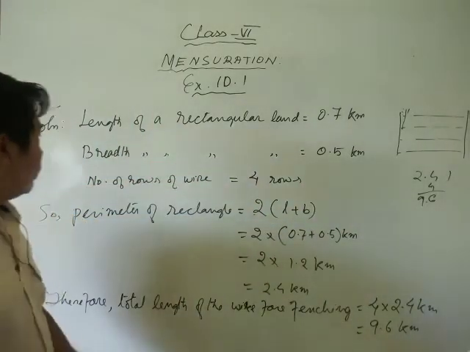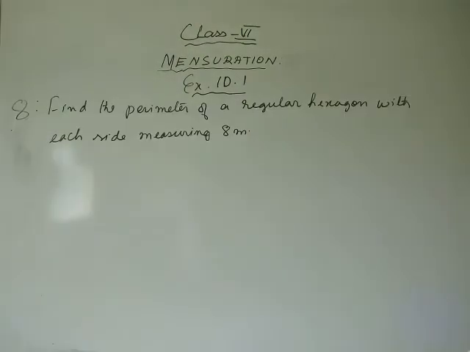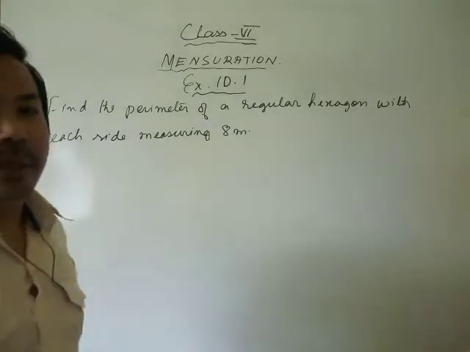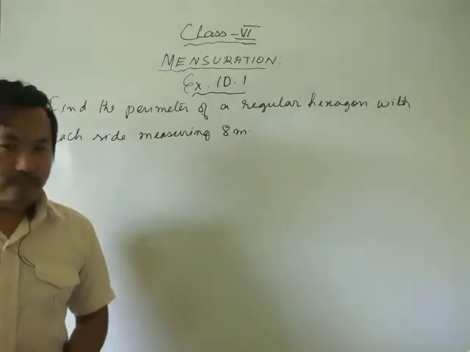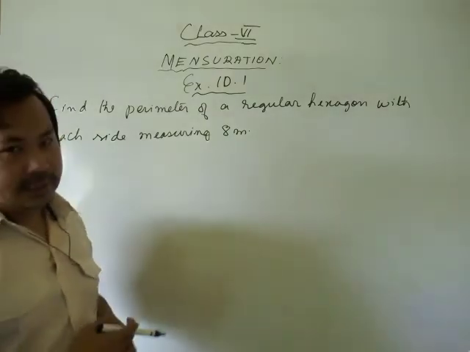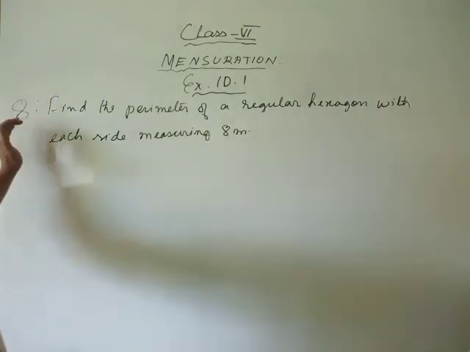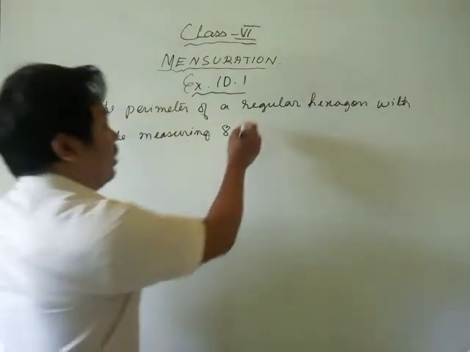Okay. Now let us go to the next question. Student, next we have question number 8. The other questions are just left there for you to practice. They are very simple. Just add all the sides, easy to find the perimeter. Now, here question number 8 is to find the perimeter of a regular hexagon. What is a regular hexagon?